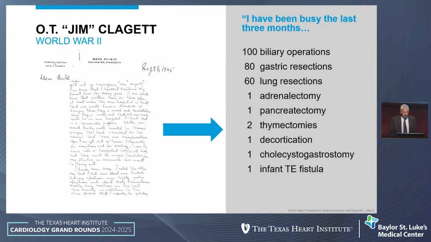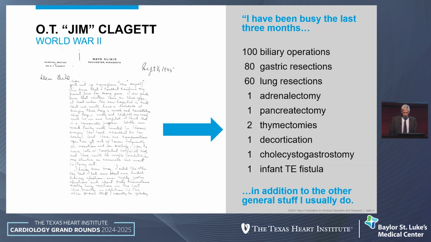He also wrote this letter to a friend just as the war was ending in 1945. He said, I've been busy for the last 3 months, and he listed 250 operations on the right side. And you can take a look at the kind of practice that Dr. Claggett had. He said he did that in addition to the other general stuff that I usually do. So this was an extraordinary man who also did coarctation repair and BT shunts, by the way.